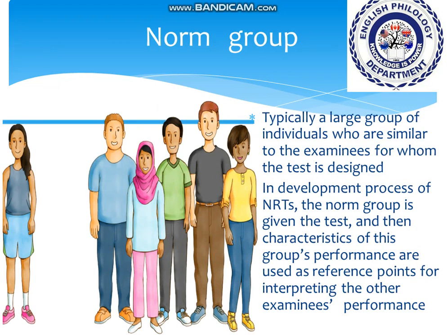Norm group: here you can see a couple of students, and they are typically a large group of individuals who are similar to the examinees for whom the test is designed. In the development process of NRTs, the norm group is given the test, and then characteristics of this group's performance are used as the reference points for interpreting the other examinees' performance.